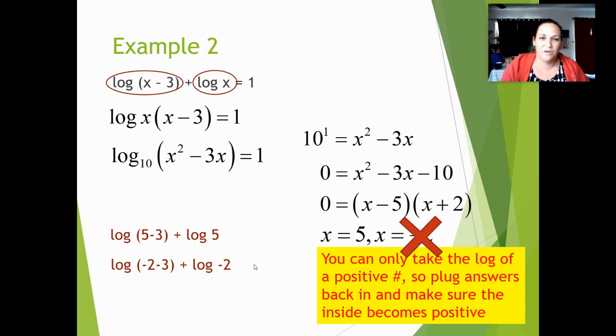So on tonight's homework, when you're doing the problems, if you end up with a square, you might want to check and see your answers. And if you plug it back in and it turns into a negative, then it's not really an answer. But if you plug it back in and it's still positive, then you're good to go. This is the end of today's video.